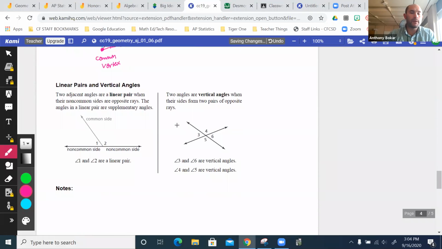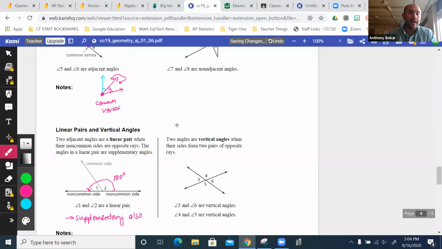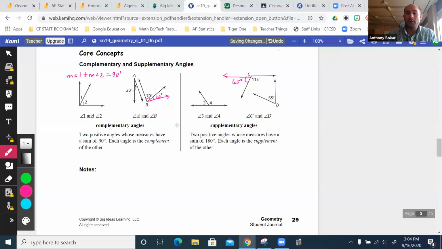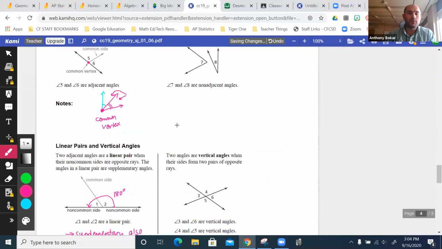Linear pair and vertical angles. Linear pair are just angles that form a line, okay? So like 1 and 2 form a line. Linear pairs, if they form a line, they are supplementary, because a line has a total of 180 degrees from here to here. So linear pairs are supplementary, but we can have supplementary angles like up here that are not linear pairs, okay? So that's just something to point out. It's just a little vocab.